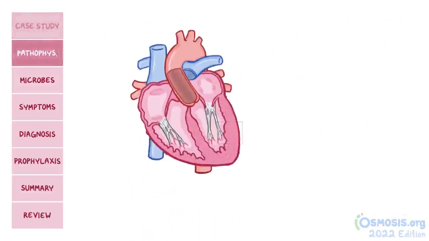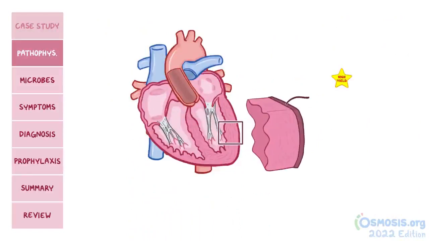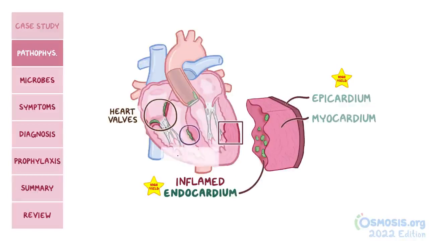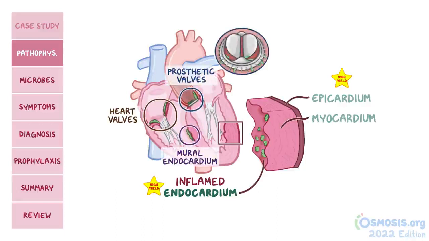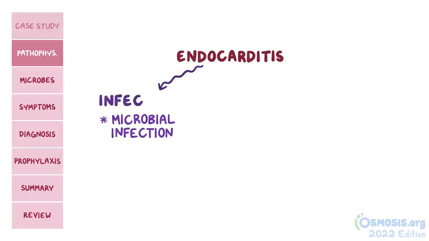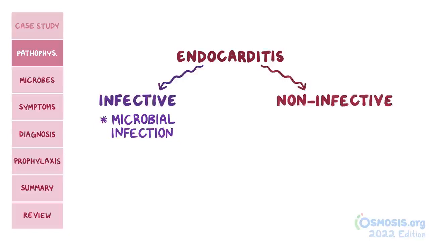Remember that the heart's wall is made up of 3 layers, the epicardium being the outermost layer, then the myocardium, and the endocardium, which is the layer that gets inflamed. The inflammation can affect the heart valves, the mural endocardium, or even prosthetic valves. The most common cases of endocarditis are due to microbial infection, and this is called infective endocarditis, but in some cases, endocarditis can also be non-infective.